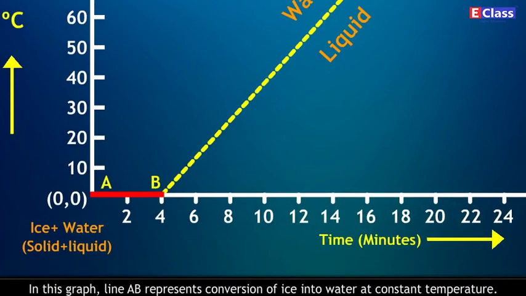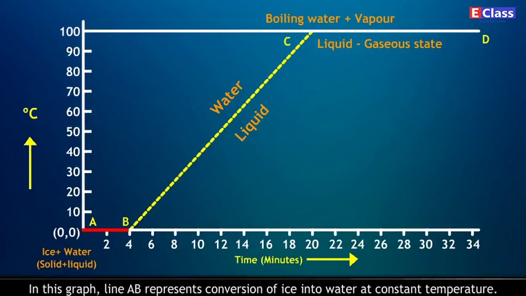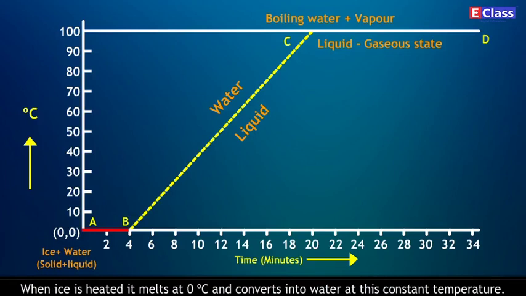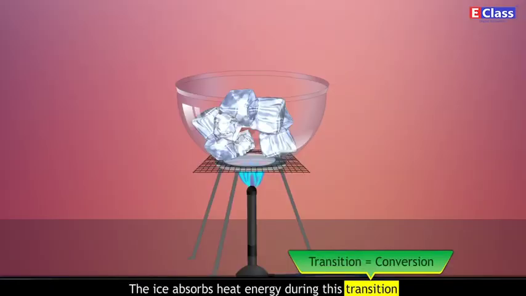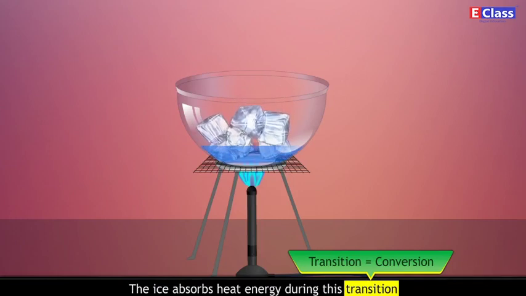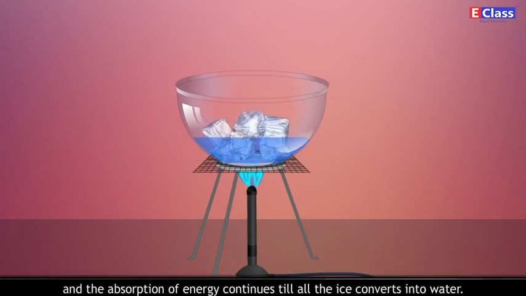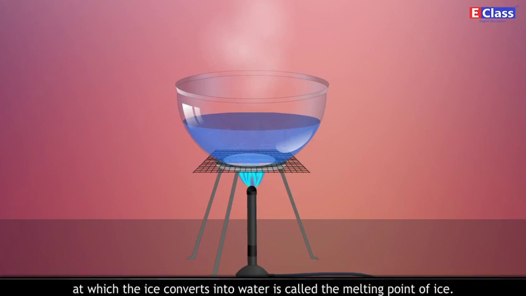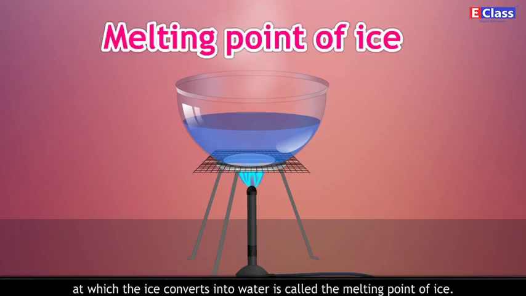In this graph, line AB represents conversion of ice into water at constant temperature. When ice is heated, it melts at 0 degrees centigrade and converts into water at this constant temperature. The ice absorbs heat energy during this transition and the absorption of energy continues till all the ice converts into water. The temperature remains constant during this transition. This constant temperature at which the ice converts into water is called the melting point of ice.